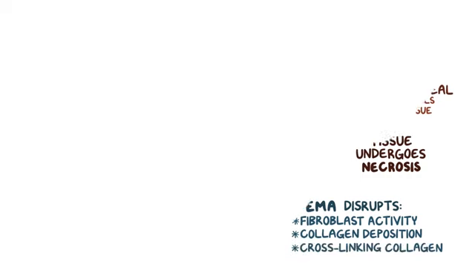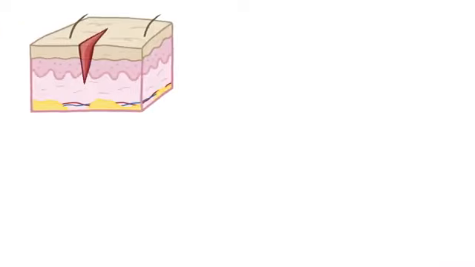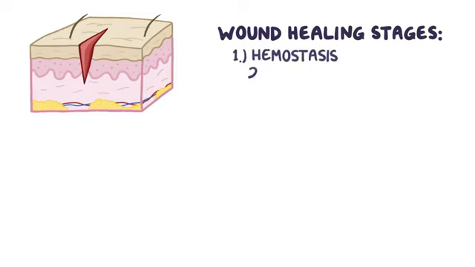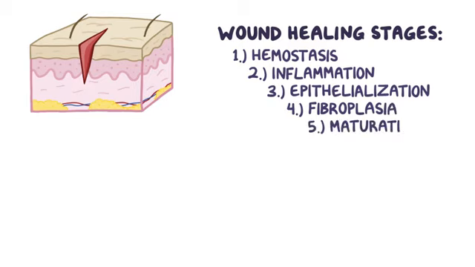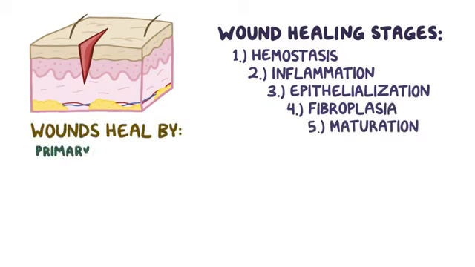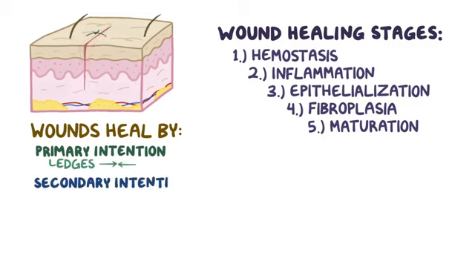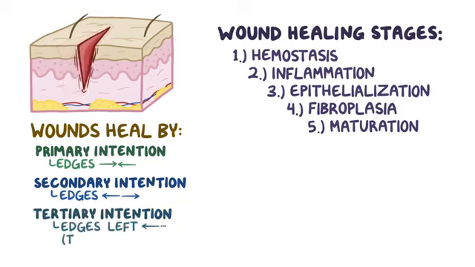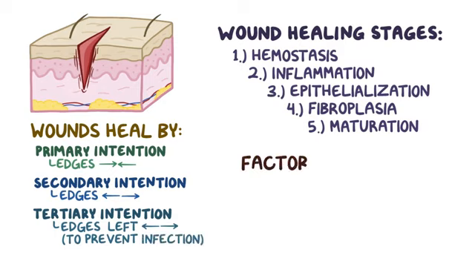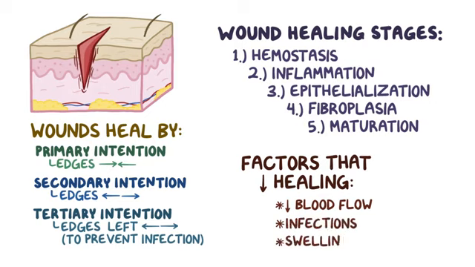Alright, as a quick recap. When damage occurs to tissue, healing proceeds through a predictable set of stages that include hemostasis, inflammation, epithelialization, fibroplasia, and maturation. Wounds can heal by primary intention, where the wound edges are brought together, or secondary intention, where the edges are far apart. Wound healing can also occur by tertiary intention, where the wound is left open to prevent infection. Some things that can impair wound healing include diminished blood flow, infections, and swelling.